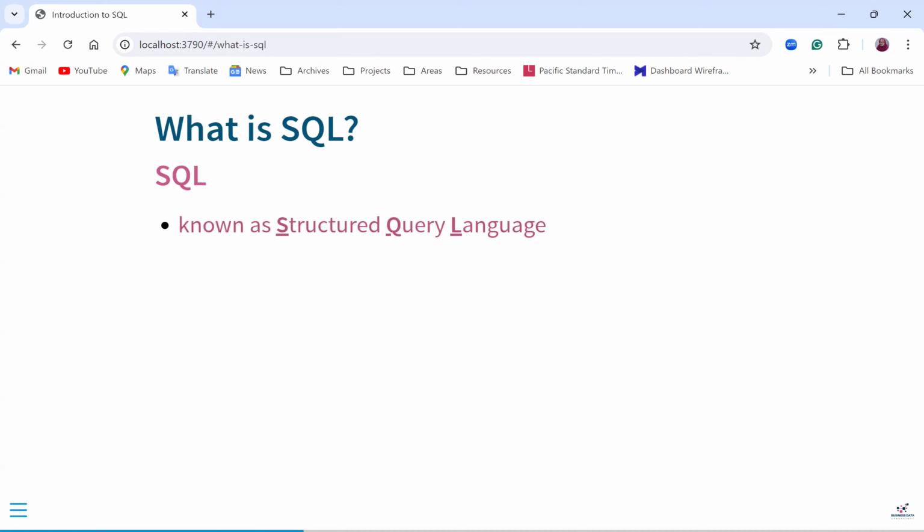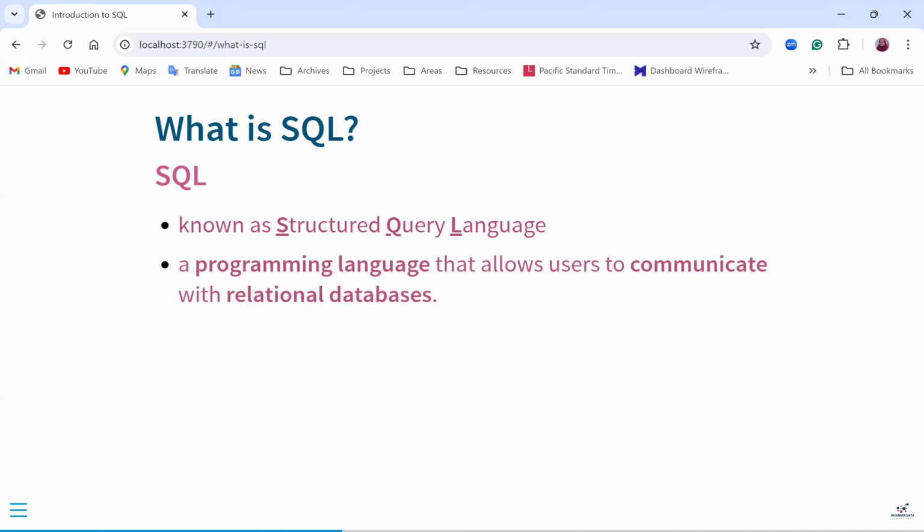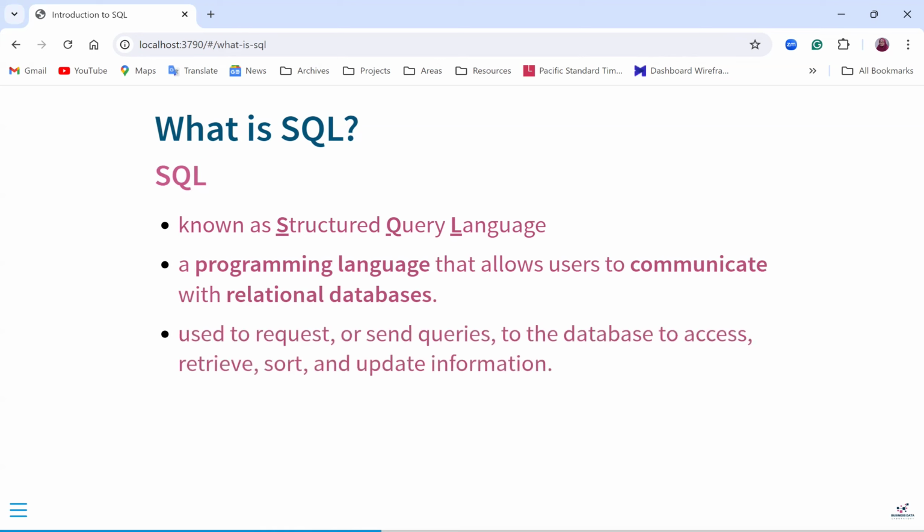SQL is known as Structured Query Language. It's a programming language that allows users to communicate with relational databases, and it's also used to request or send queries to the database to access, retrieve, sort, and update information.